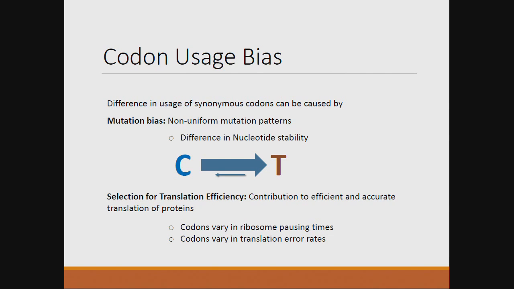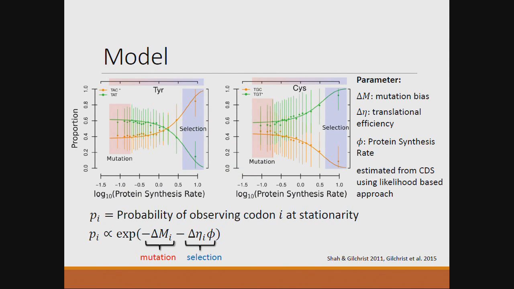In this case, I'm thinking about translational efficiency. Codons can vary in their ribosome pausing time, how long the ribosome needs to translate a codon, and what the error rate is to translate that codon. To get at that, I'm using a mechanistic model that was developed in the Gilchrist lab. I'm going to walk you through that and take a little extra time here to make clear what's going on.